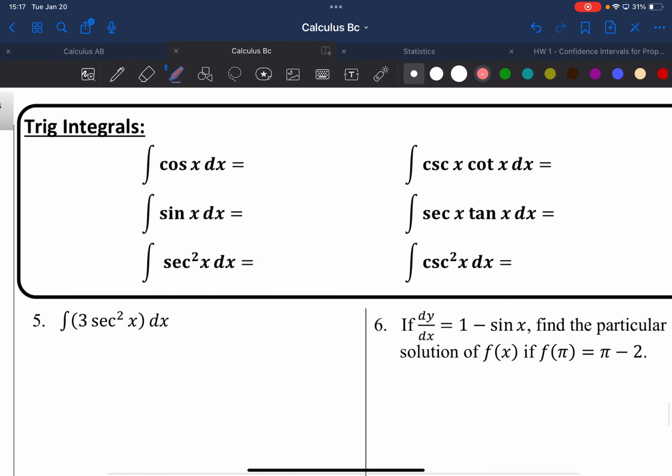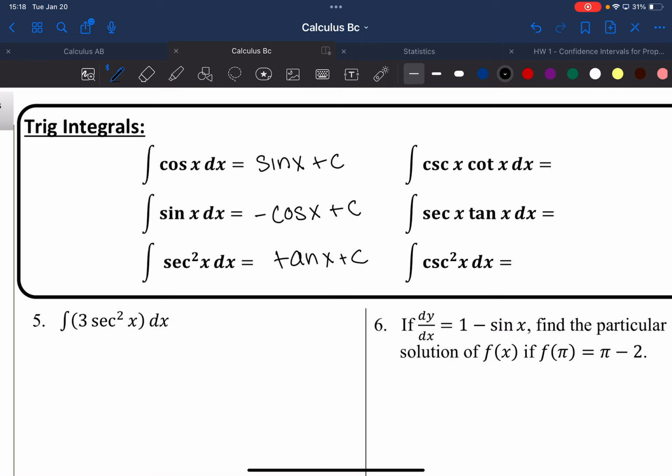Okay, now looking at more trig integrals. We already did the first two. We know the integral of cosine is sine, so this is sine x plus c. The integral of sine is negative cosine plus c. And then the rest of these, if you're able to think backwards, what did I have to take the derivative of to get what is inside these integrals, then you won't really have to memorize anything. This is nothing new. So I'm just going to go ahead and fill out this table.